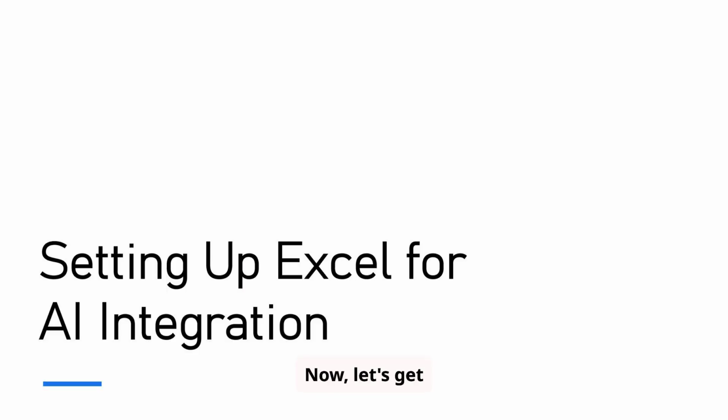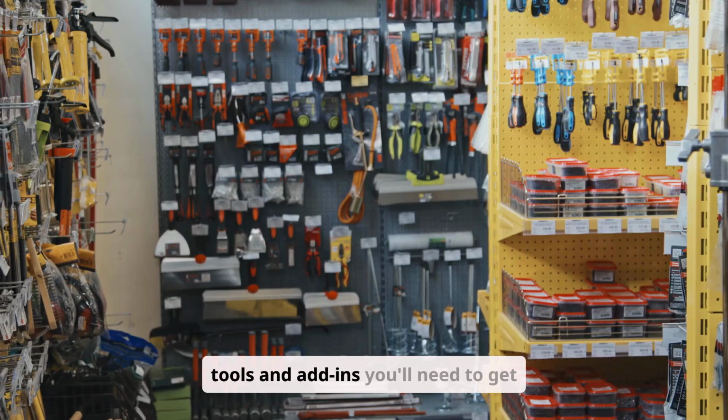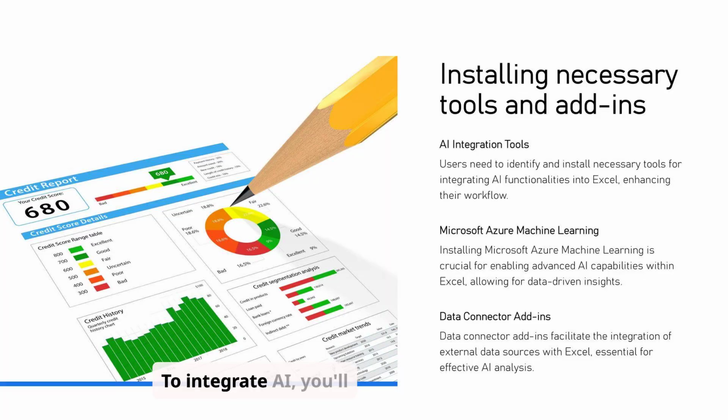Now, let's get practical. This section will guide you through the process of setting up Excel to work with AI. We'll cover the necessary tools and add-ins you'll need to get started. To integrate AI, you'll need to install some essential tools and add-ins. We'll explore options like Microsoft Azure Machine Learning and Data Connector add-ins. These tools will allow Excel to communicate with external AI services and leverage their capabilities.